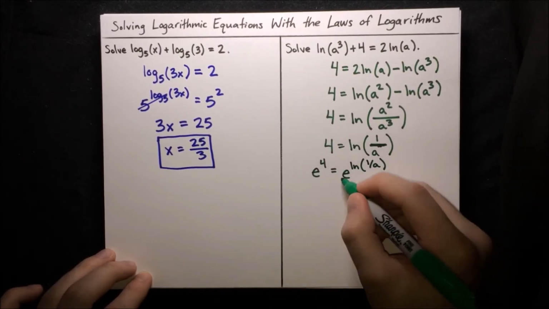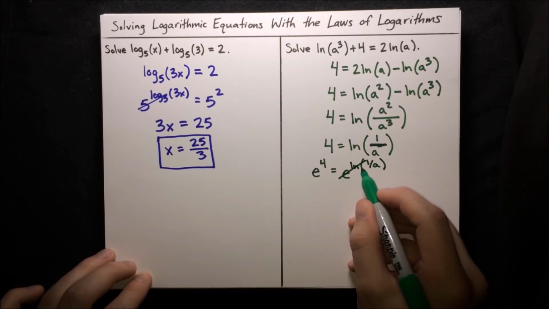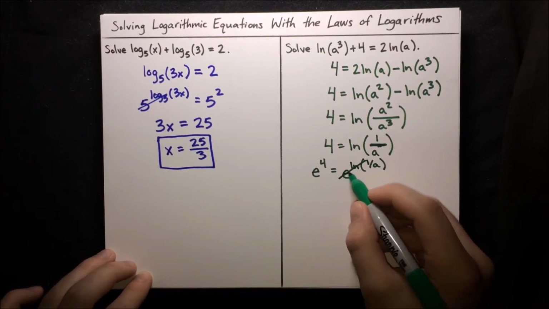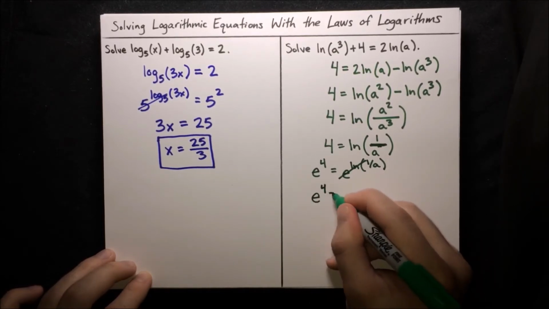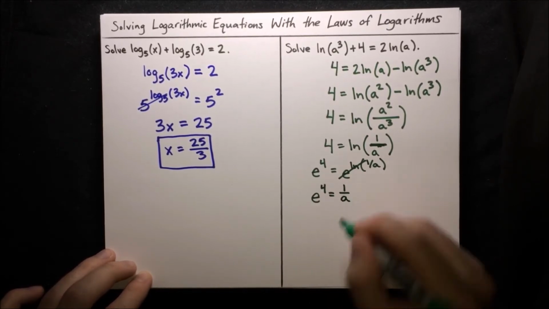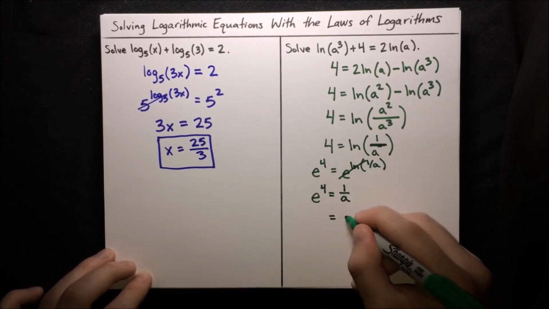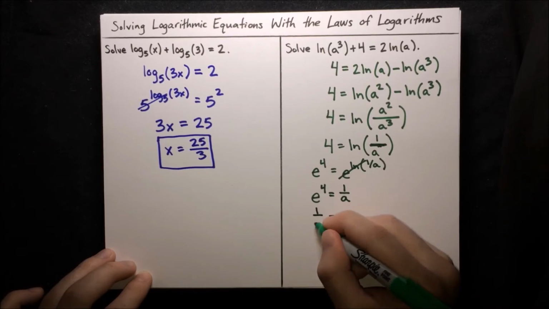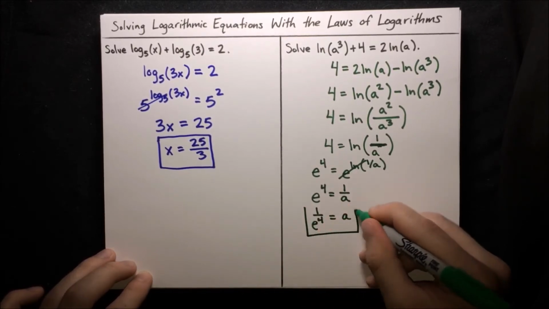Then e will cancel with that natural log, because the base here is being raised to a logarithm of the same base, and we just have e to the 4 equals 1 over a. Now we can just go ahead and flip both of these fractions and get a is equal to 1 over e to the 4. And there we go. There is our solution.